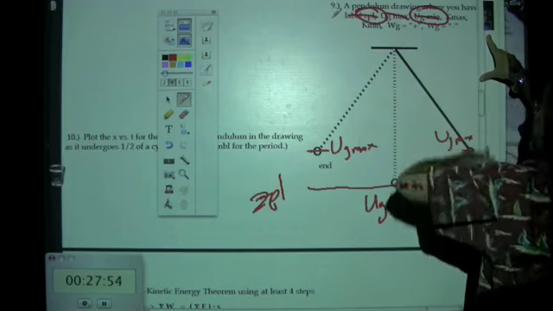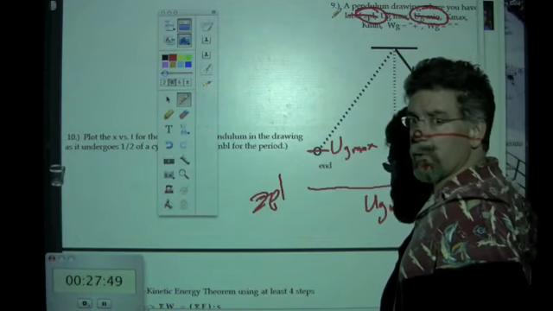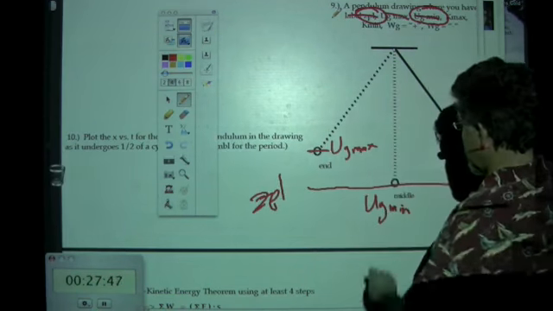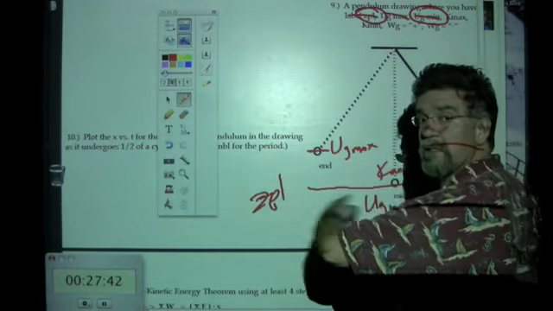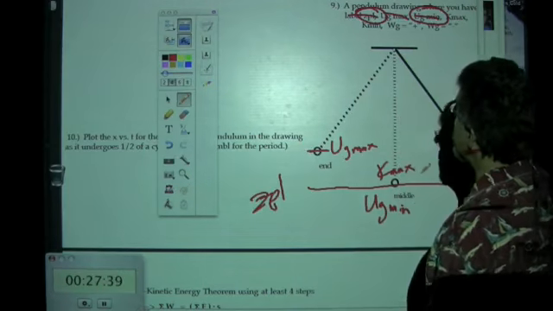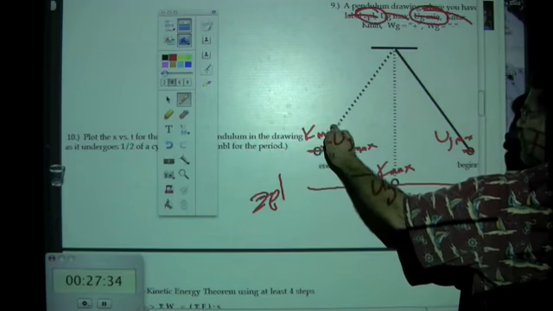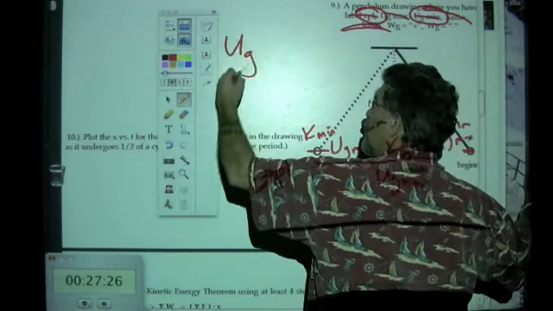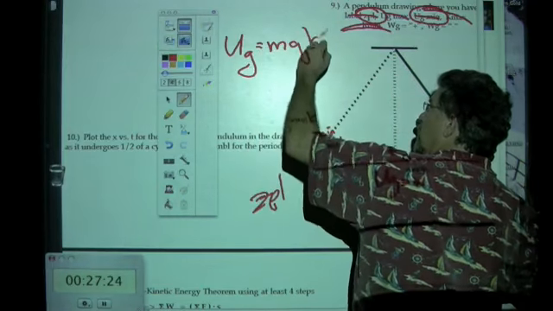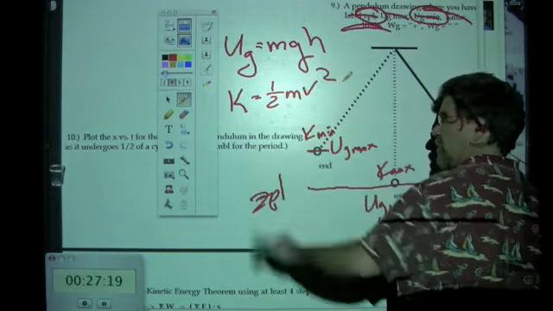Got it. K max, and that is the maximum kinetic energy. We know there's no velocity on these endpoints as it's turning around, so obviously the K max is here through the bottom, and that's the same thing with springs. Remember, the velocity is the fastest through the equilibrium. K min, of course, would be zero here, where we're turning around, no velocity. So that's minimum kinetic energy. Remember that UG equals mgh, and K equals 1/2 mv squared in general.